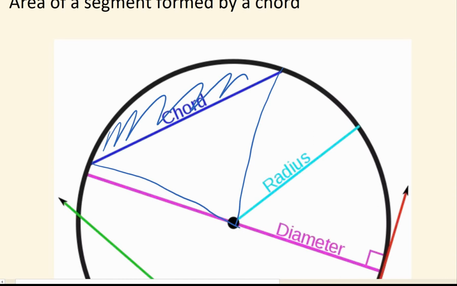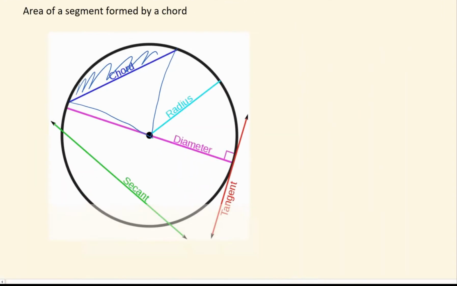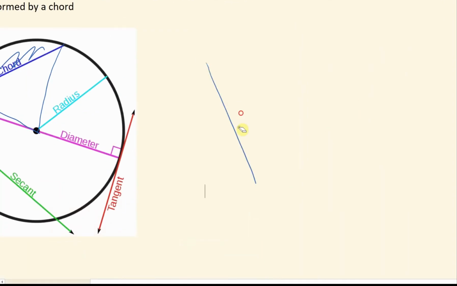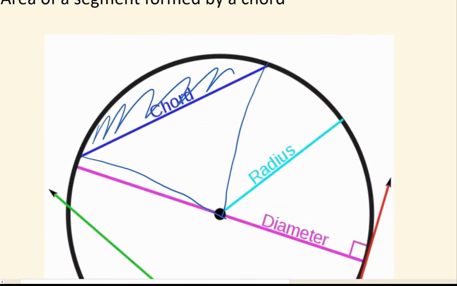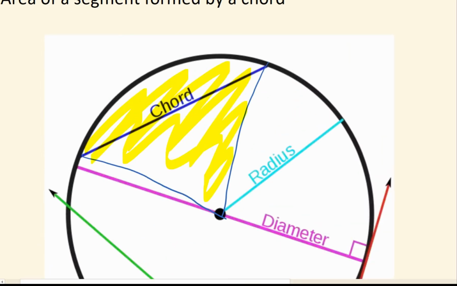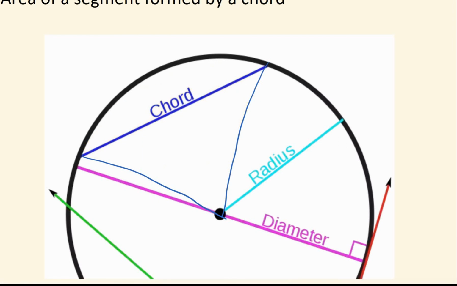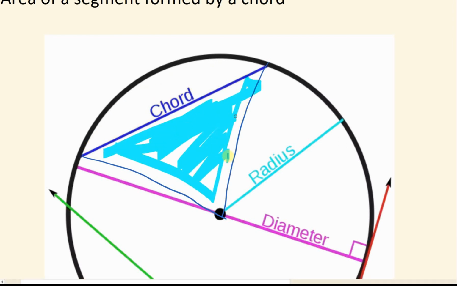In order to do this, you need a couple of key skills. First of all, how to find the area of a sector, which is basically this whole area. And we also need how to find the area of a triangle that's not right angled. The formula for that is a half ab sine C. So make sure you're familiar with both of those.